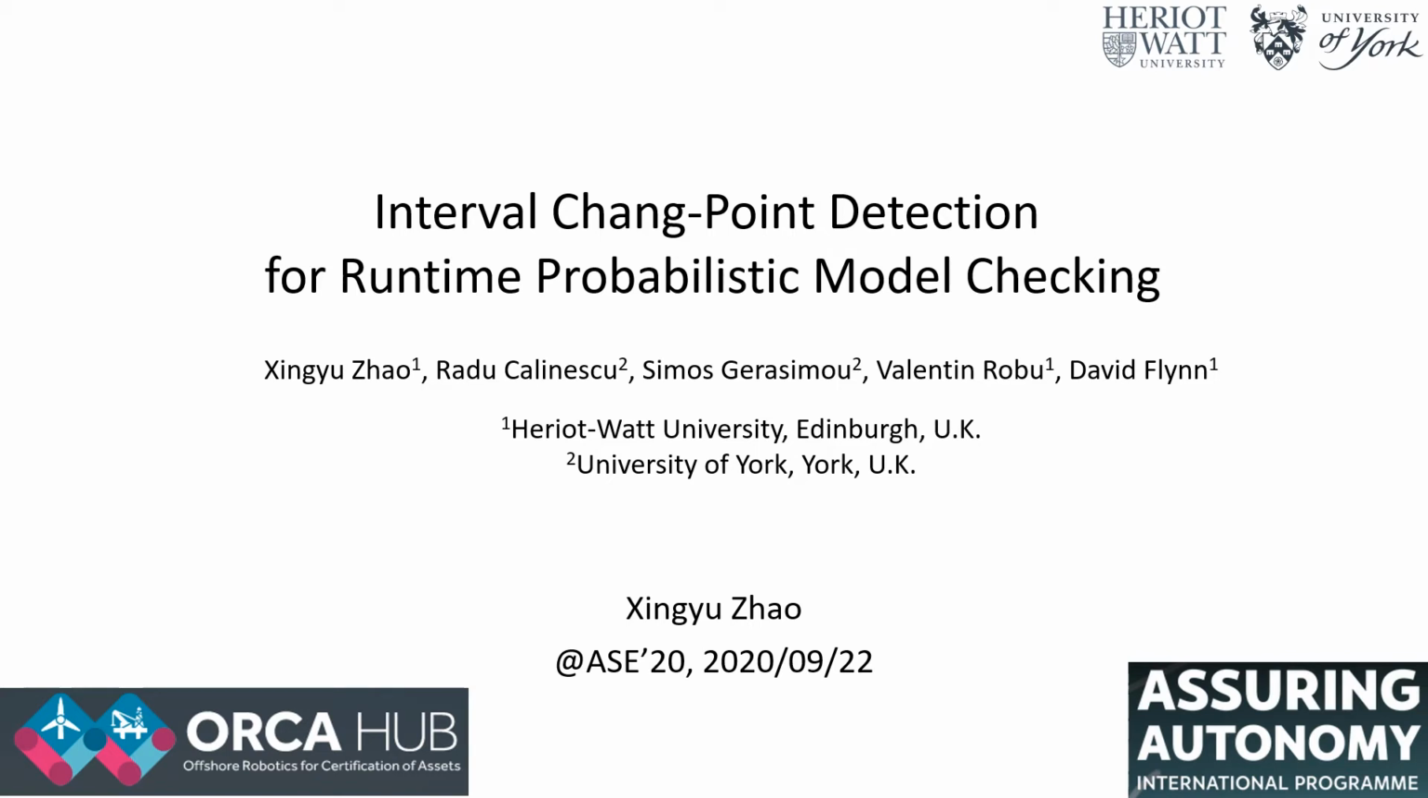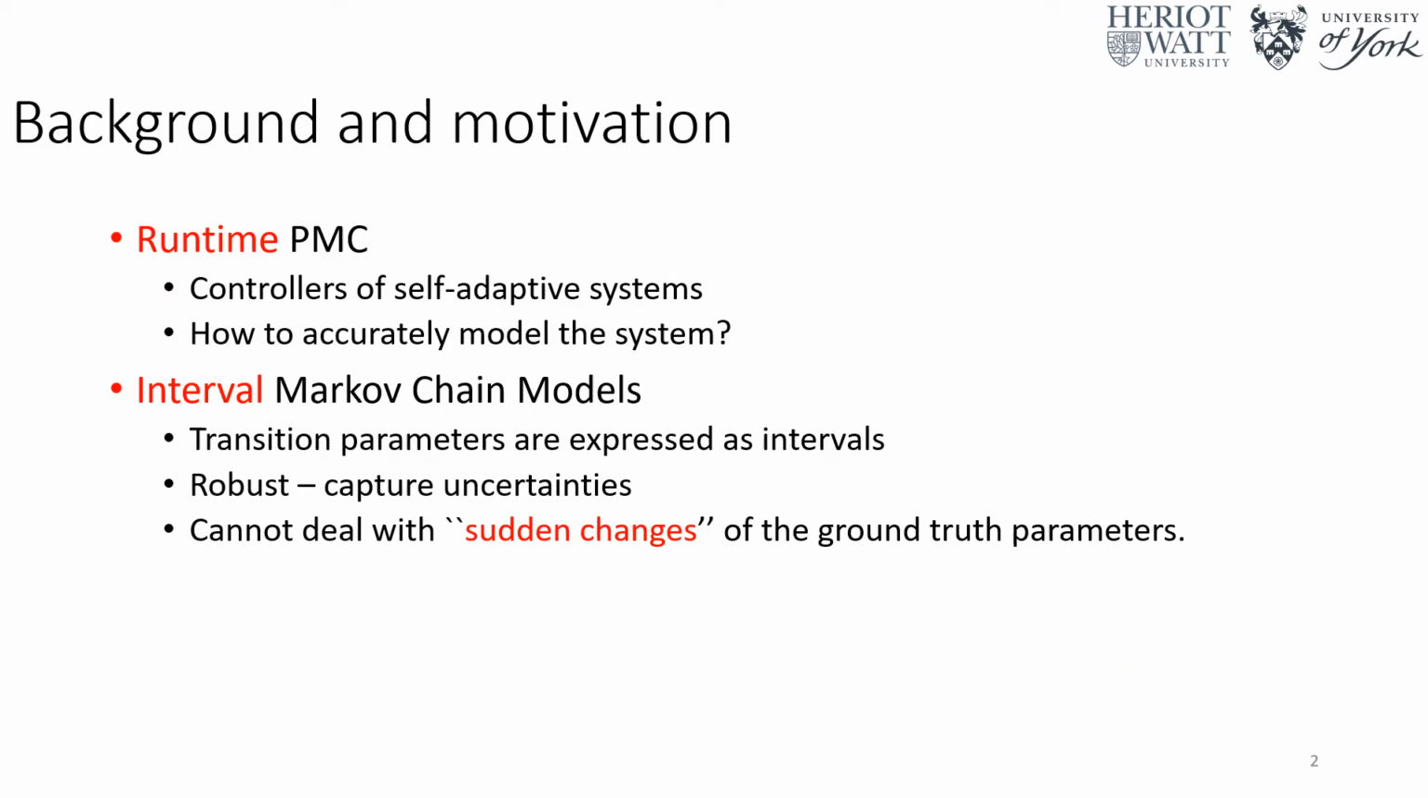Today I'm presenting our paper, Interval Change Point Detection for Runtime Probabilistic Model Checking, which is a joint work between my team at Heriot-Watt and two colleagues from the University of York. This work was supported by two large-scale UK projects on the safe use of robotics and autonomous systems. They are OCA-Hub and Assuring Autonomy International Program.